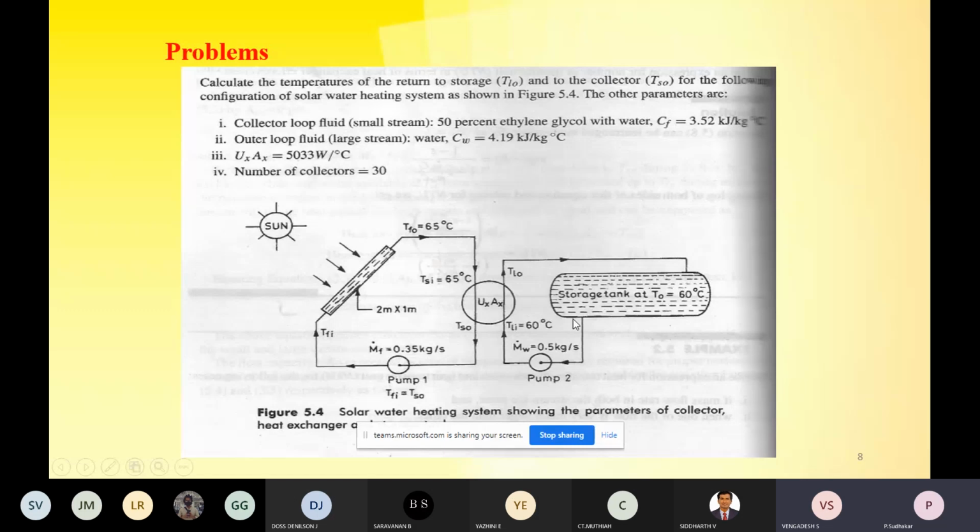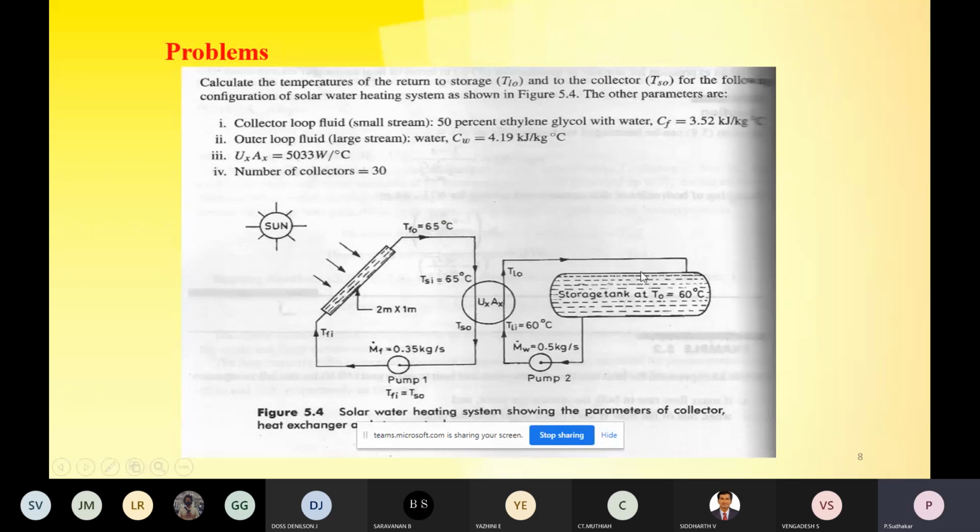Then first, before going inside the problem, what we do is see what the notations are and what they denote. This is the collector fluid that is flowing here. This circle is a heat exchanger. This is the fluid inlet and fluid outlet of the collector. TSI is the inlet of the heat exchanger and TSO is the outlet of the heat exchanger. So these are the temperatures. This is a pump which operates between the heat exchanger and the collector side.